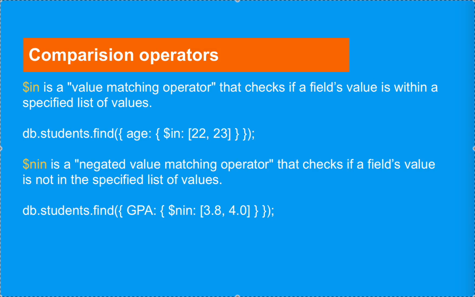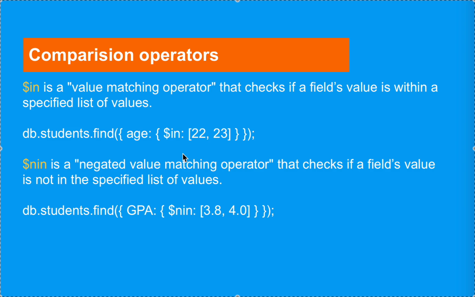Let's explore the two powerful comparison operators in MongoDB, that is $in and $nin. These operators help you to filter the documents based on whether the field values match or do not match a specified list of values. Let's start with the $in operator. This operator is used when you want to find the documents where the field value is in the specified list.